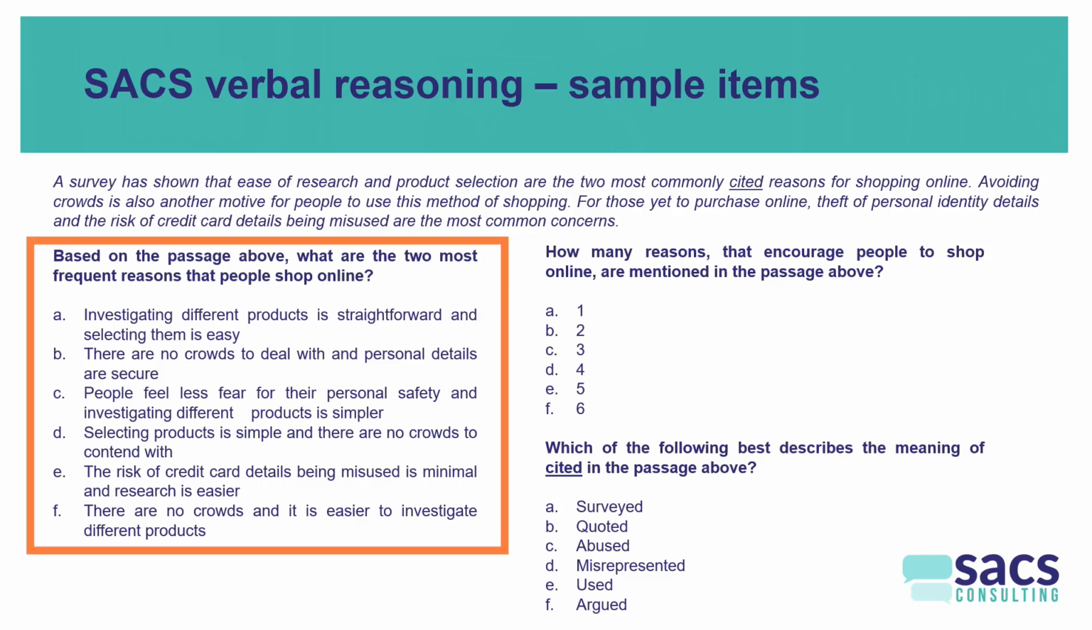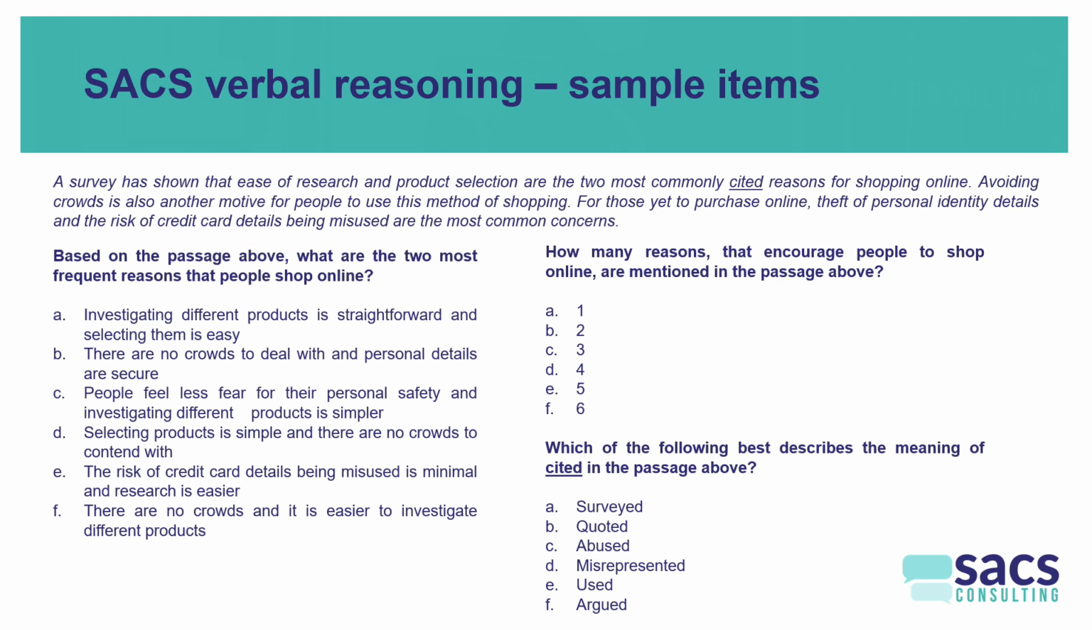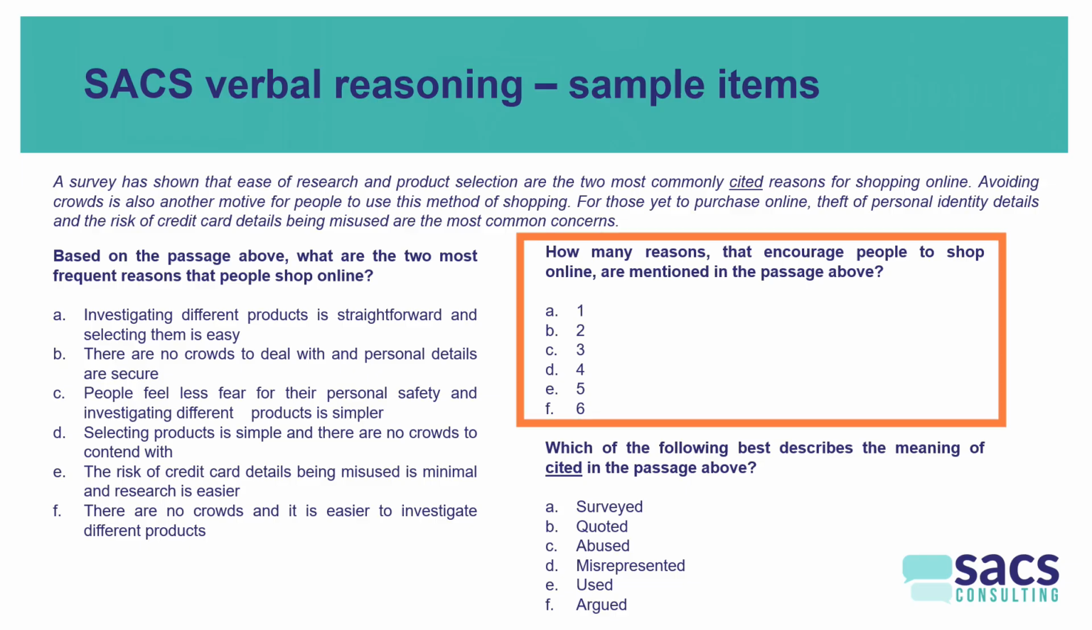And you have to read those items and conclude from the text above which of those two items are correct. This is a question of what's called verbal comprehension. You have to comprehend that paragraph above and make your choice. The second question is a counting question. How many reasons that encourage people to shop online are mentioned in the passage above?